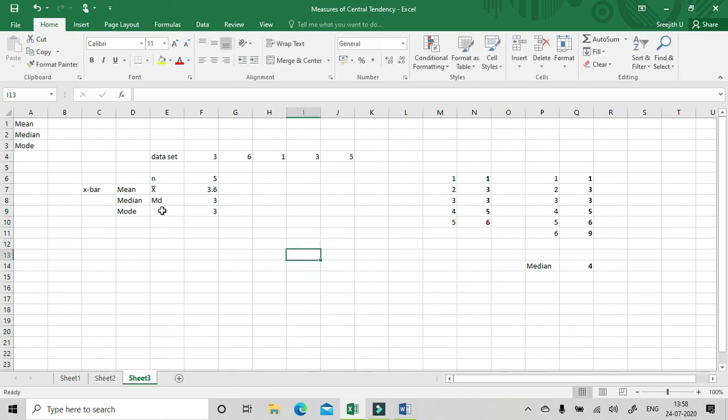Mode is not normally denoted by a particular symbol or anything. We simply refer to it as mode. And so these are the outputs. You have a mean, you have the median, and we have the mode. These three values are called the measures of central tendency.